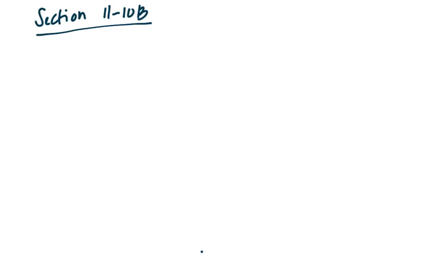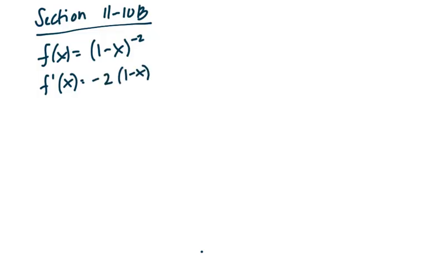Let's do the last problem in that last video again. It said f of x equals 1 minus x to the minus 2. And let's look at the patterns this time. So we have negative 2 times 1 minus x to the negative 3 times negative 1. So it becomes a positive 2. We can take that out. We can go with it that way.